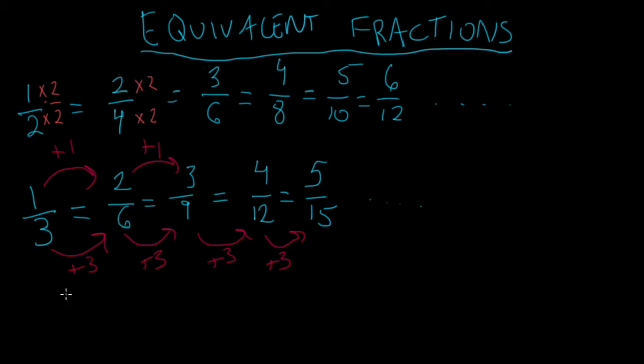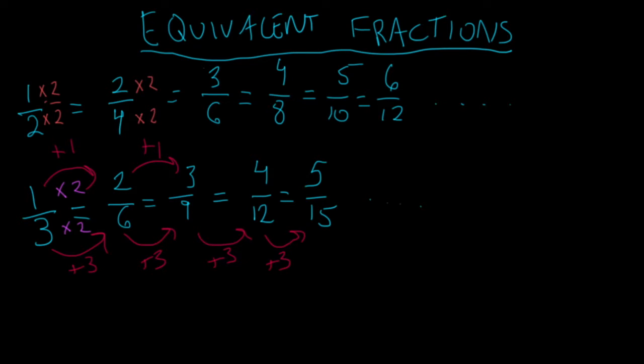Now, don't be confused by this, because I know I said whatever you do to the top, you do to the bottom. This rule only applies for multiplication and division, because really you are multiplying. We could think about it as adding 1, but we can also think about it as multiplying by 2. So 1 times 2 is 2, 3 times 2 is 6. The rule, whatever you do to the top, you do to the bottom, is for when you multiply or divide. So make sure you keep that in mind.